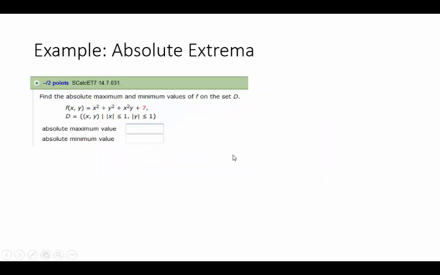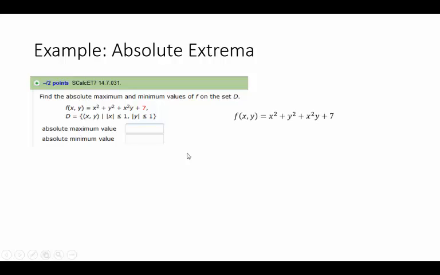Here's our example. We have x squared plus y squared plus x squared y plus 7 as our function, and then our domain is a square boundary. Absolute value of x less than or equal to 1 says that we're having our x values go between -1 and 1, and y values go between -1 and 1. And so we're asked to find the absolute maximum and minimum values.